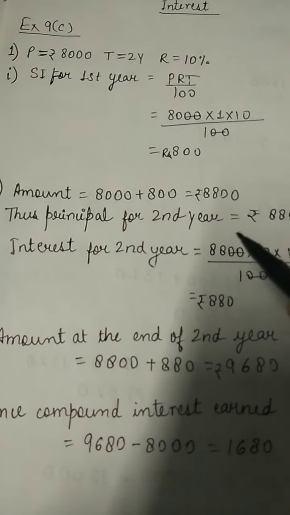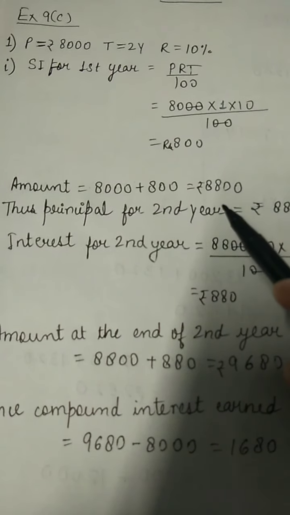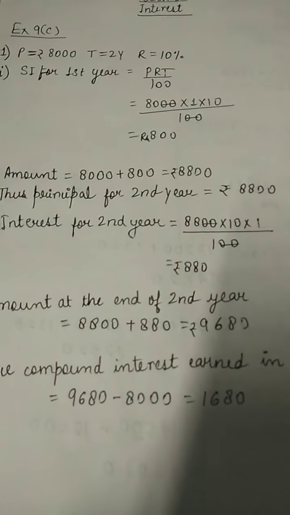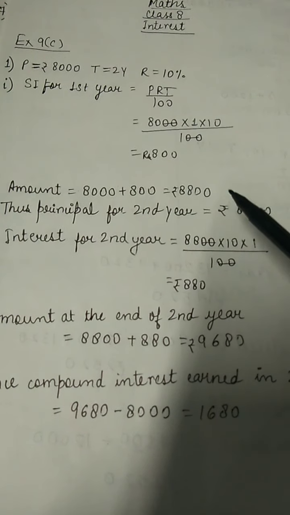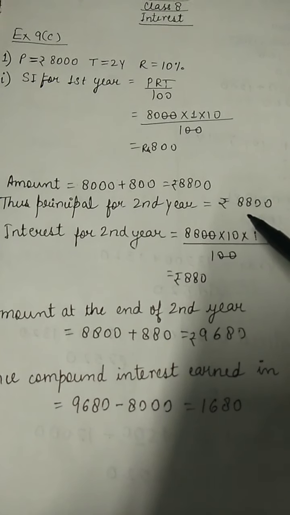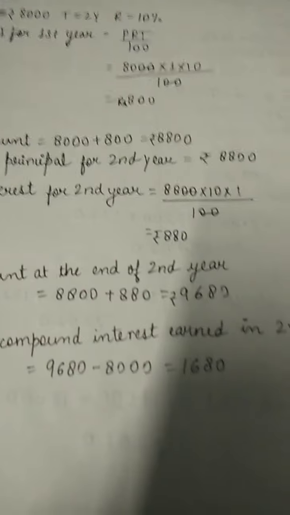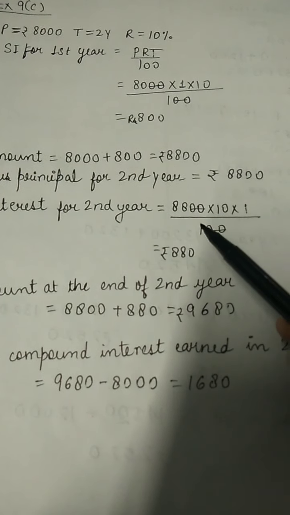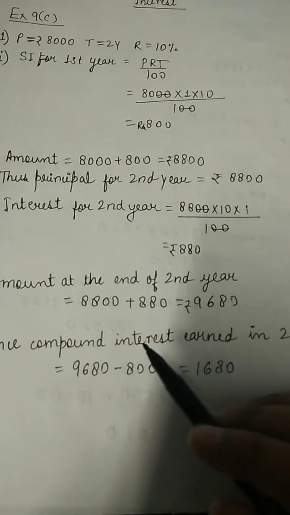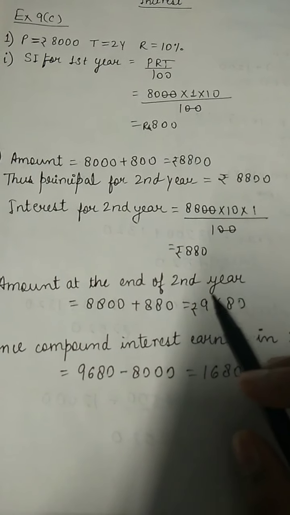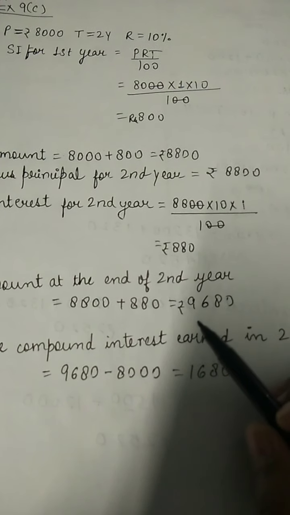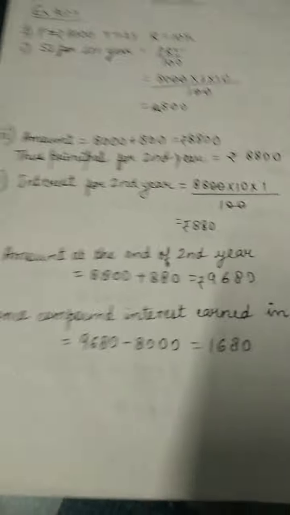Now we will calculate the amount for the first year, which is principal plus interest, that is 8800. Now principal for the second year, as we have understood that in compound interest the amount of first year becomes the principal of the second year. So this is the principal for second year, which is 8800, and then we will calculate the interest for the second year by simple method, that is PRT upon 100. Here principal is now 8800, and then we will calculate the amount for the second year, that is 8800 plus the interest which is given. So we will add both the values, that is 9680.